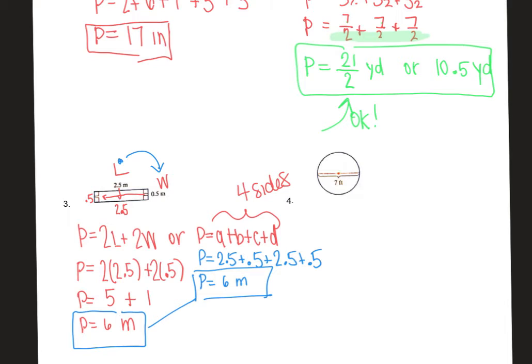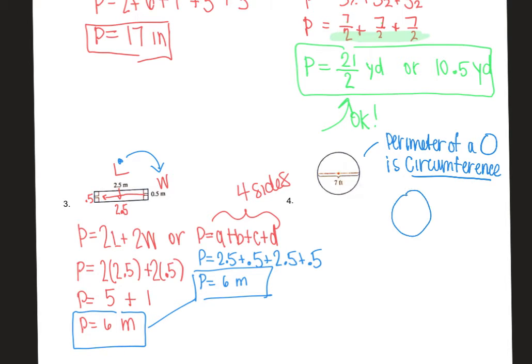Now, number 4 says that I'm looking for my circumference. And I know it's circumference because the perimeter of a circle is called the circumference. Okay, two terms that I need to know for a circle. If through that center point I have only half of it, that's called my radius. If I have all the way through, that is called my diameter.